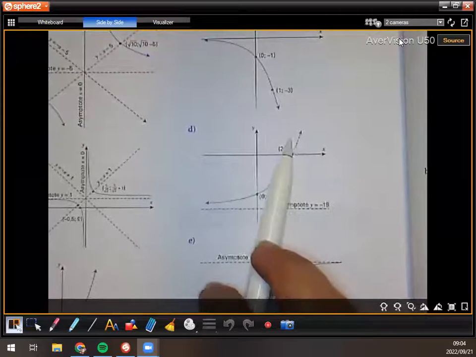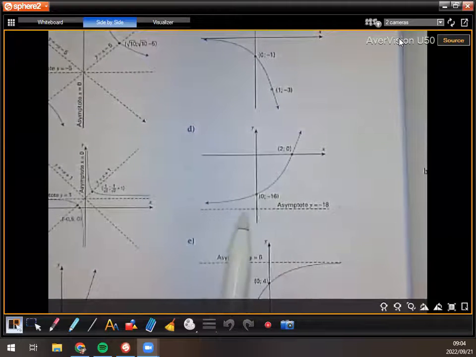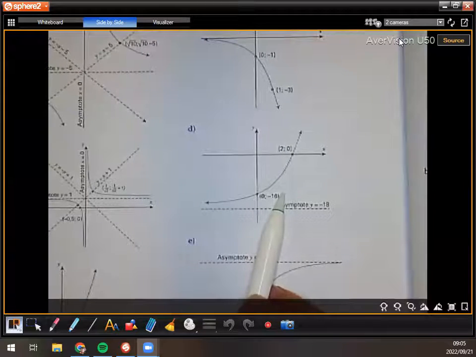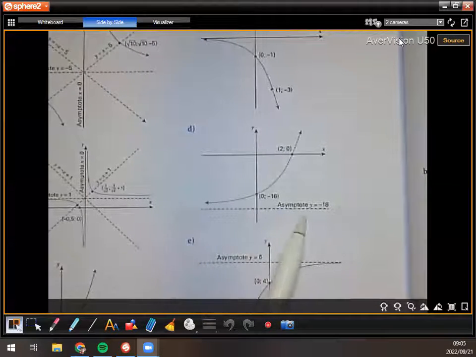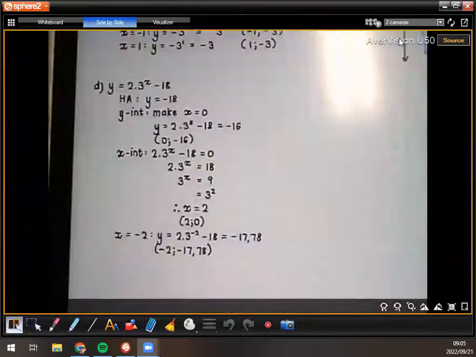In D, you actually did have an x-intercept. I hope you guys recognize that you had to calculate that there. The y-intercept was at -16. Bit of a pain to draw, but remember you don't have to draw it to scale, alright? The asymptote was at -18, because that was the Q value. To get your x-intercept, I have already done that calculation, so I'll just show you the calculation quickly. I just want to show you the graph.